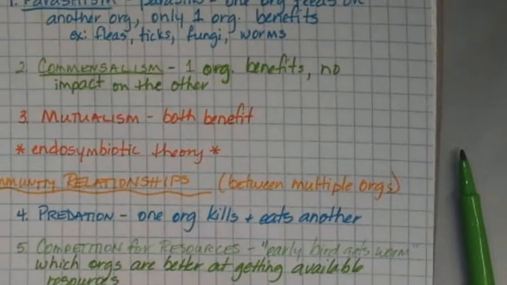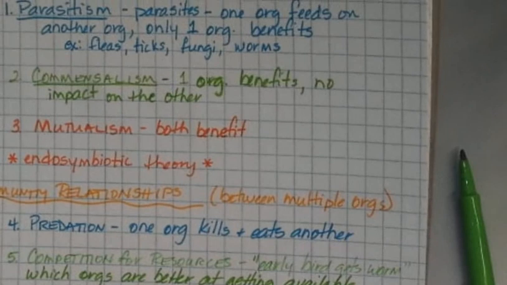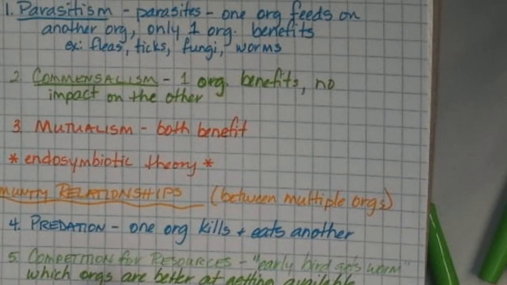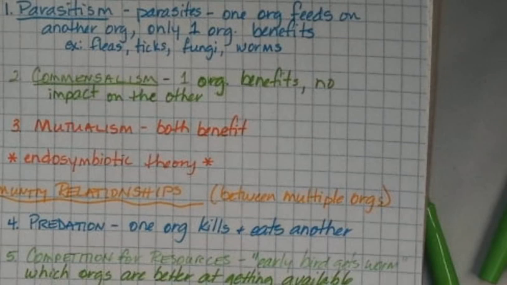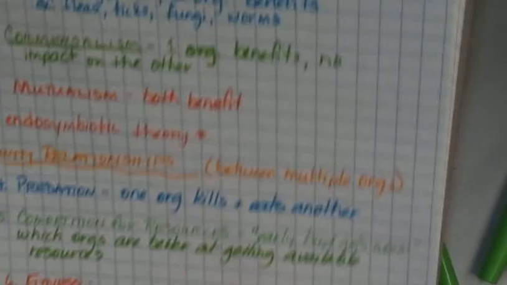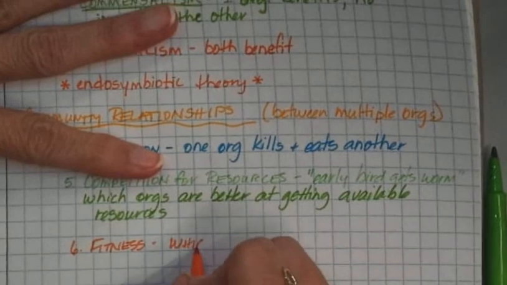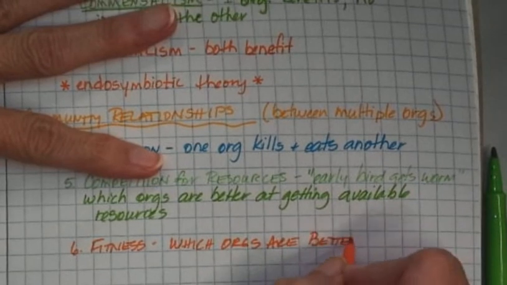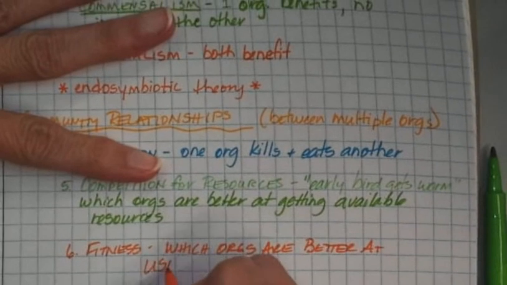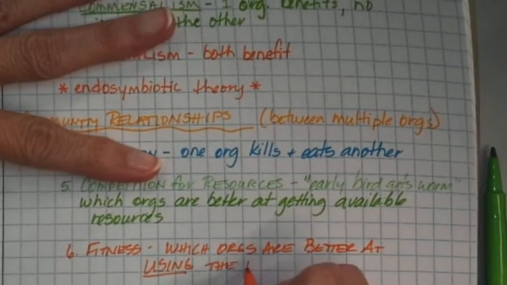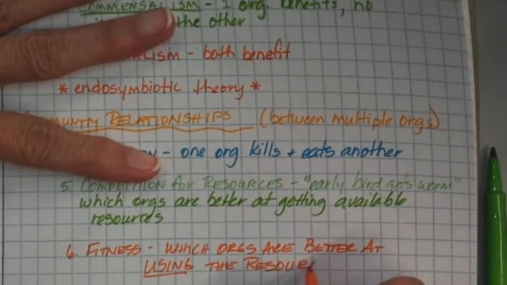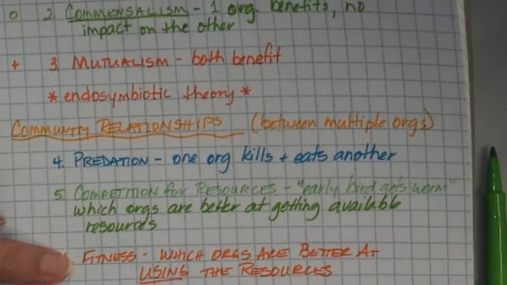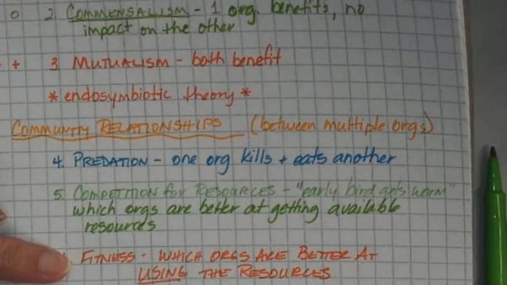And then the last one, number 6, is going to be fitness. And it's not talking about, hey, let's be healthy. Fitness in this case is which organisms are better at using the resources. That's what we mean by fitness. So which of them are better at using? Who's going to get to the resources first, and then who's better able to use the resources to get the most energy out of it or the most benefit out of it.